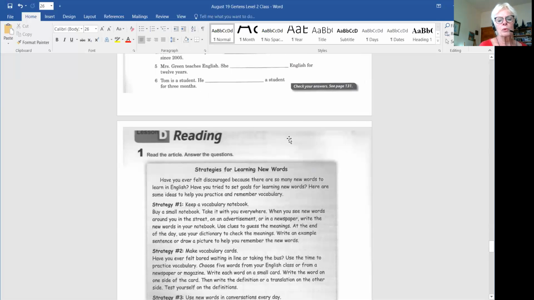So on Monday, we're going to start more and talk about strategies for learning new words. So that's what we were working on tonight. It was good words, interesting words, and a little bit difficult, but not too bad.